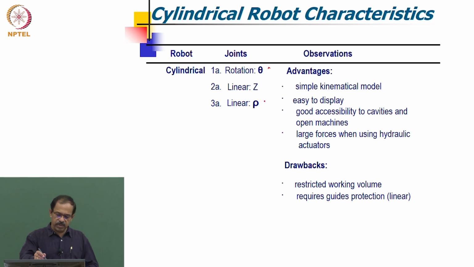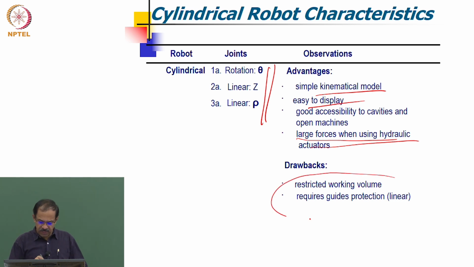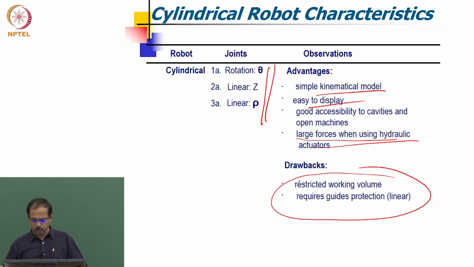So you have three parameters, theta, z and rho, and the kinematic model is simple compared to the previous one. And of course, when you are using hydraulic actuators, you will be able to get large forces because it's all vertical and horizontal motions. The work volume is a bit restricted, and it requires guides for protection, because the linear joints are always troublesome, especially in an industry environment.